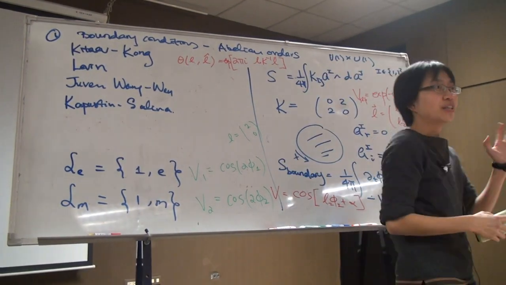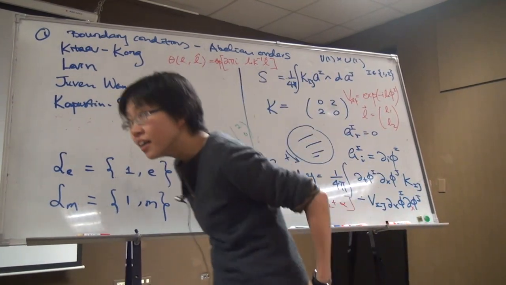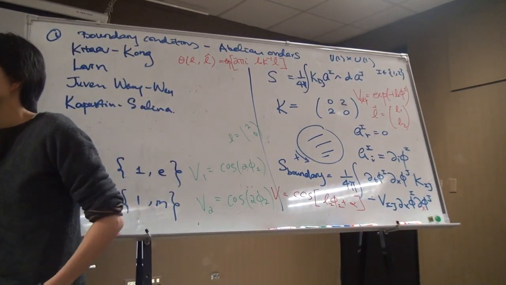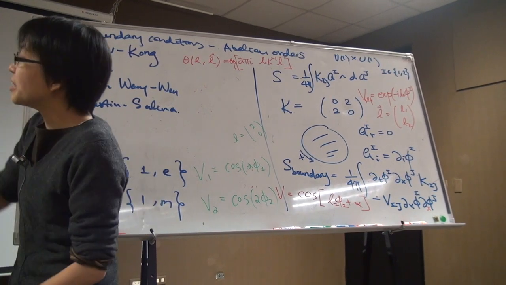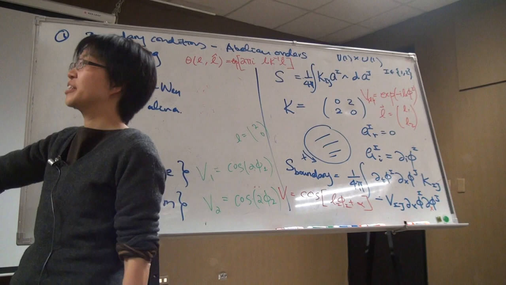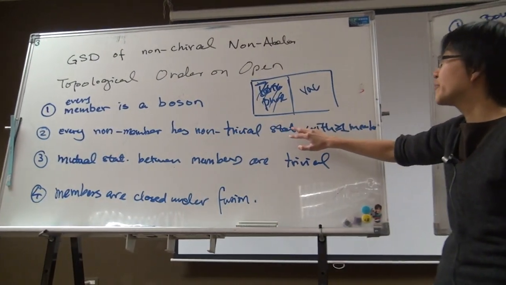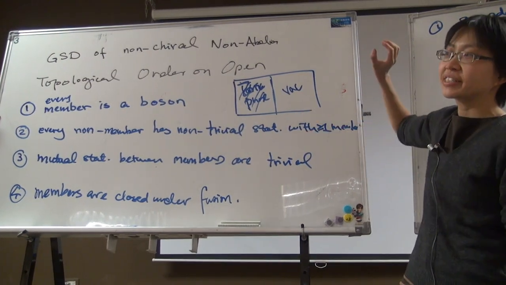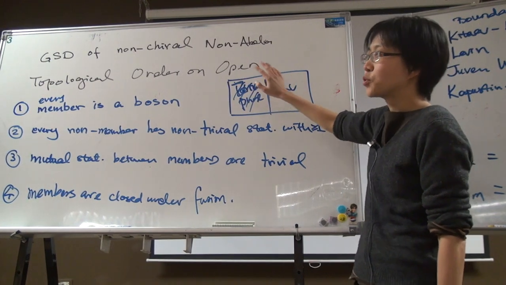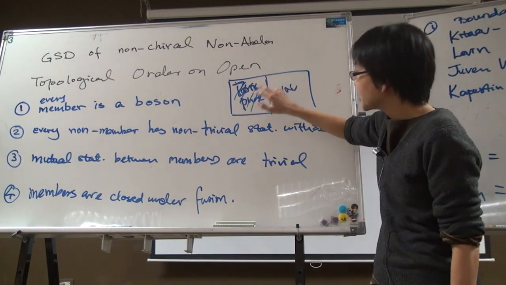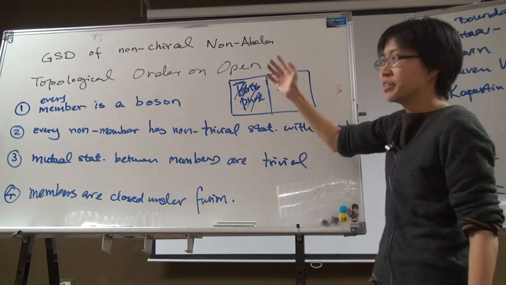Is there any question? So if I make a domain wall between V1 and V2, right, what happens? Then you have to relax one of these conditions. In particular, the condition that every non-member has non-trivial statistics with a member has to be relaxed. In that case, I would be able to construct a domain wall between a phase and another phase, because not everything is confined, so the other side could be more non-trivial.